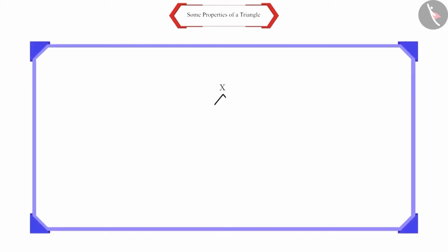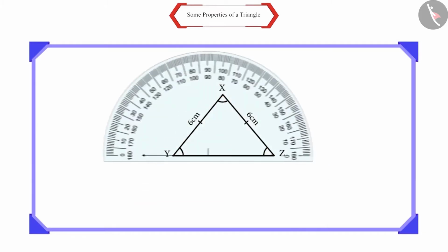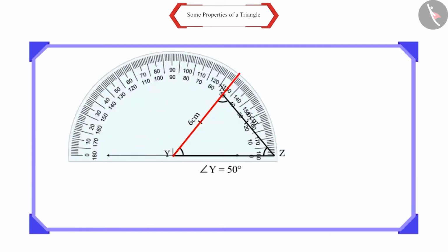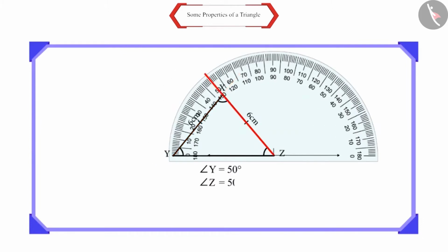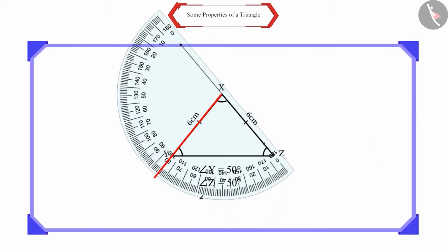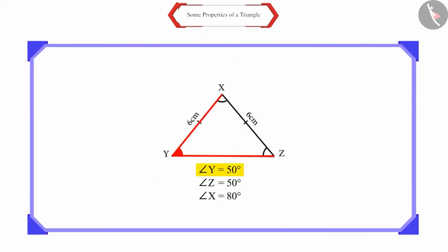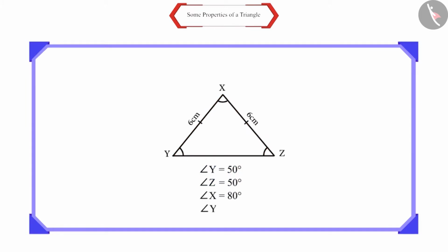Let us construct an isosceles triangle XYZ with sides XY and XZ equal to 6 cm. Friends, can we tell something about the angles of this triangle? With the help of a protractor, let's find the measure of all the angles of this triangle. Now you can see that the measure of angle Y and angle Z is equal, and both these angles are opposite to the equal sides.